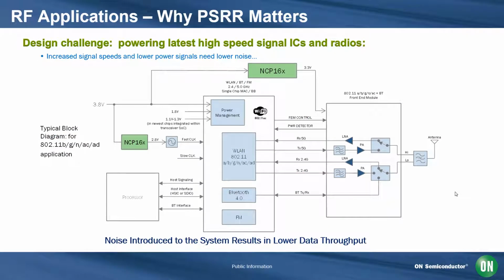The second application is a wireless RF. So in this case, we're showing a block diagram of a typical 802.11 Wi-Fi. And in this case, we have two LDO regulators that are filtering any power supply noise from the input from having any impact to the receive or transmit analog signals to ensure that we have consistent data throughput and that we don't lose any bits in the communication protocol.